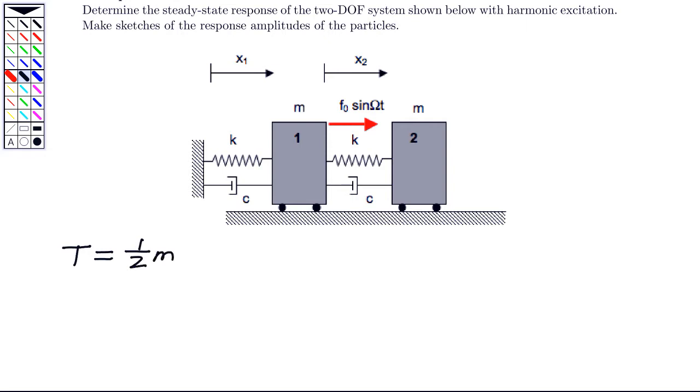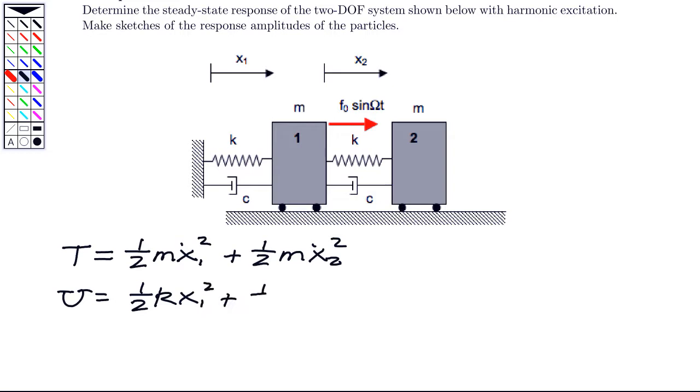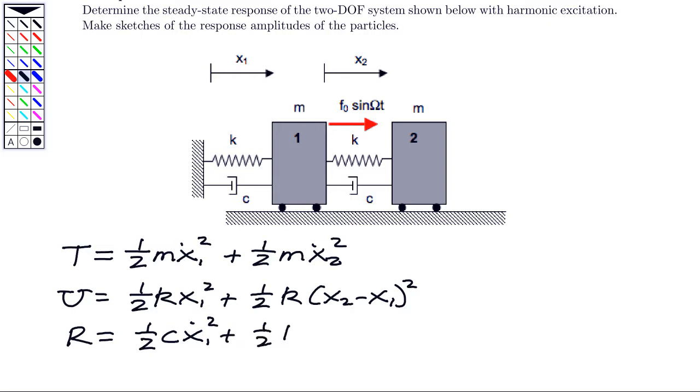x1 and x2 are absolutes, so T is 1/2 m x1 dot squared plus 1/2 m x2 dot squared. Potential: the spring on the left is 1/2 k x1 squared. The potential for the spring between 1 and 2 is going to be in terms of the quantity x2 minus x1, squared. The Rayleigh dissipation function, very similar in form to U, is 1/2 c x1 dot squared plus 1/2 c times the quantity x2 dot minus x1 dot, squared.